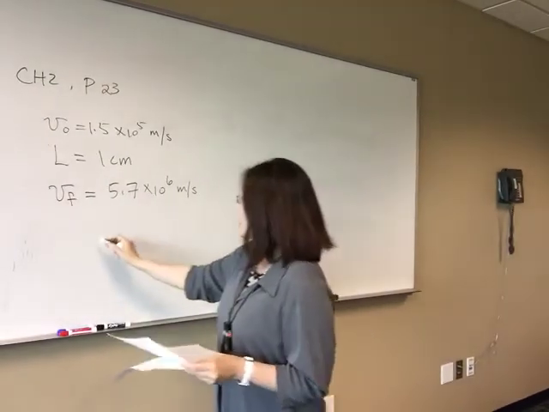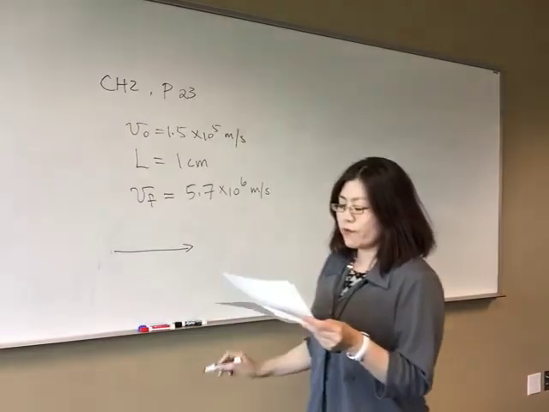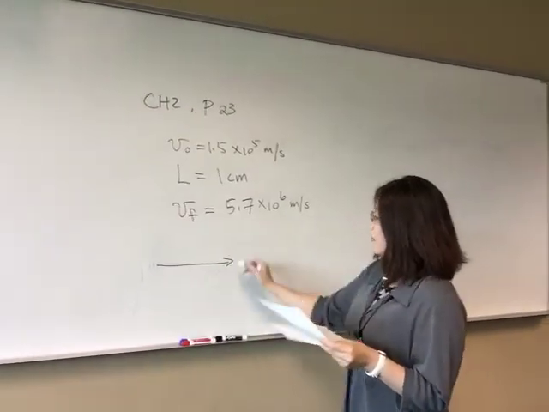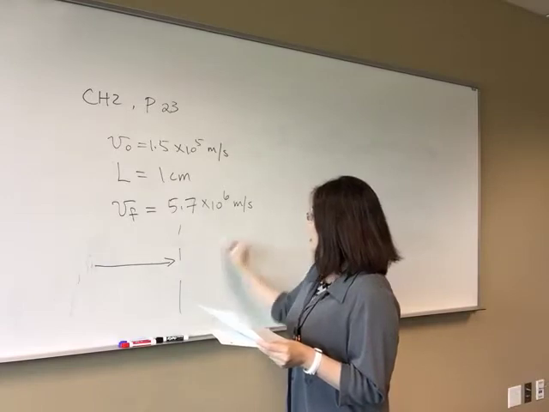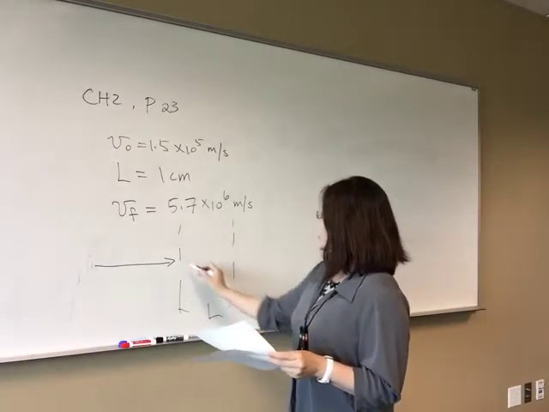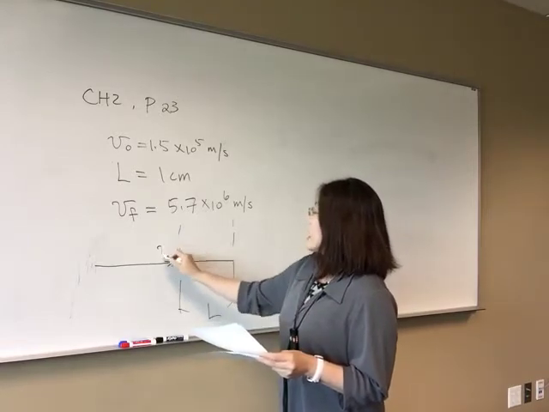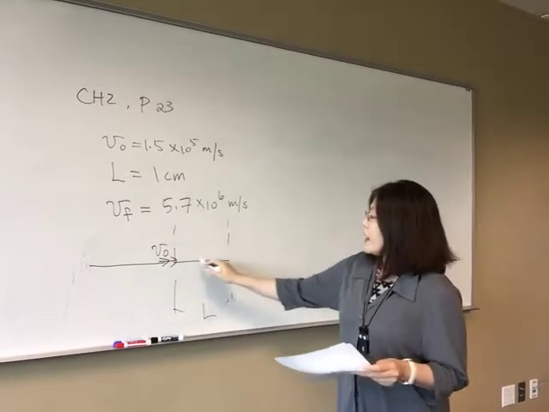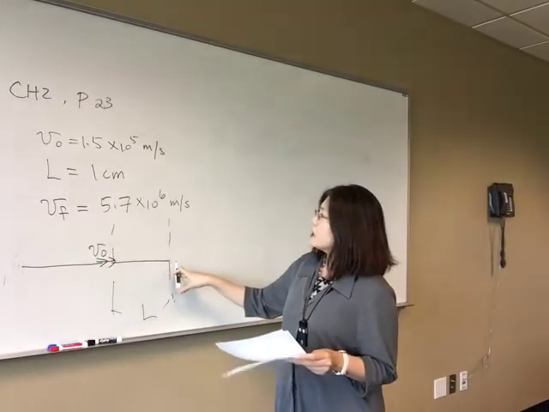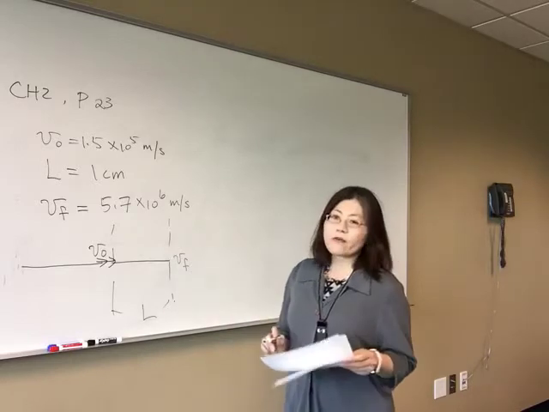So this is a diagram. Basically, you have an electron that's entering from the left, and then goes through this accelerator, and this is your distance L. Before it enters this region, it has an initial velocity, and after it goes through this region, it's being accelerated and emerges with the velocity that we call Vf. Okay.